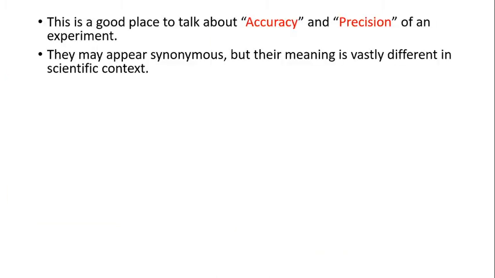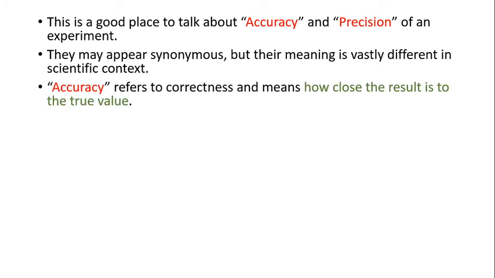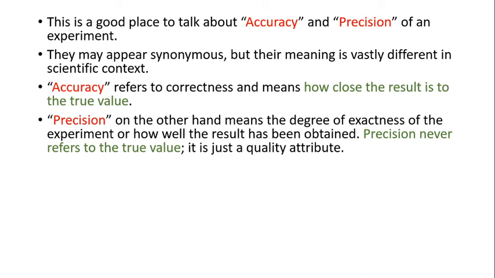Now, this is a good place to talk about accuracy and precision. They may appear synonymous, and in fact, in our everyday life, we do use these words interchangeably, but their meaning is vastly different in scientific context. Accuracy refers to the correctness and means how close the result is to the true value. Precision, on the other hand, means the degree of exactness of the experiment or how well the result has been obtained. Precision never refers to true value, it is just a quality attribute.